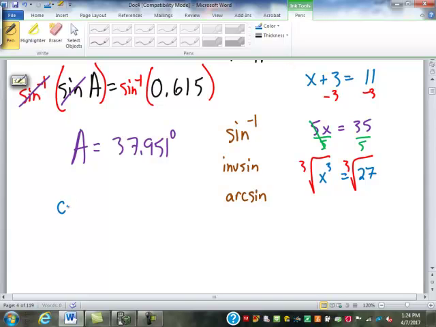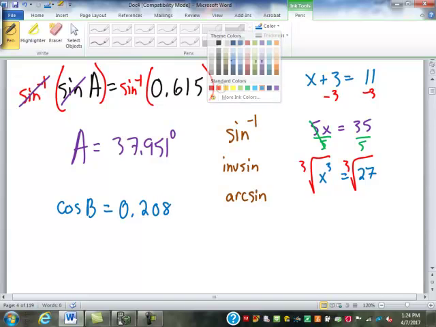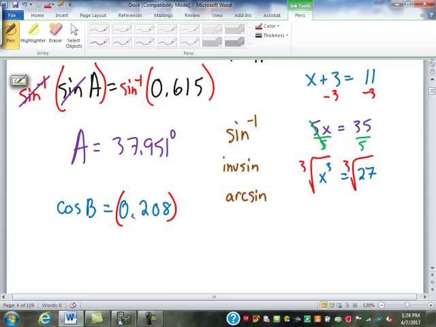So if I tell you that the cosine of angle B is equal to 0.208, to solve that we're going to do inverse cosine. Again, the inverse cosine and the cosine cancel out, giving me just B. If you do cosine -1 of 0.208, it gives you 77.994 degrees.